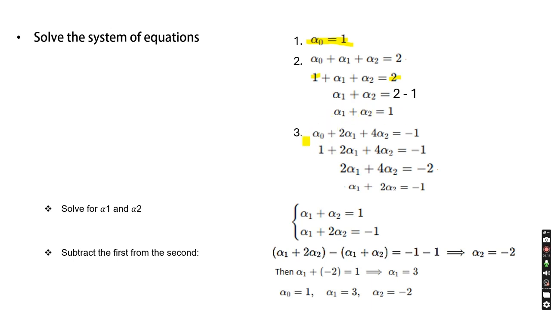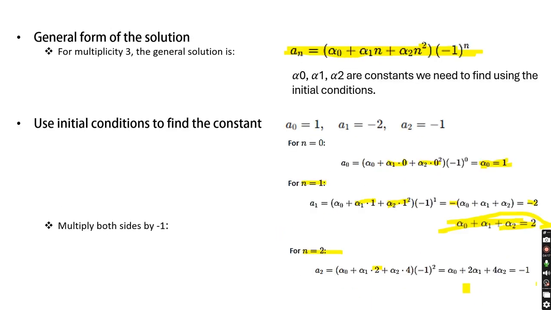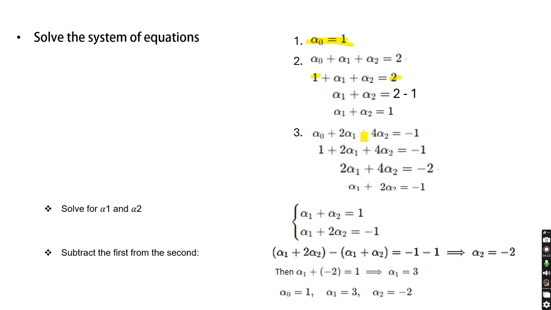And then the third equation, this is what we will use. So we have a0 plus 2a1 plus 4a2 is equal to negative 1. Again, the value of a0 is equal to 1 plus 2a1 plus 4a2 is equal to negative 1. So 2a1 plus 4a2. So we will combine like terms, transpose this, we have negative 1. So negative 1 times minus 1, we have negative 2. Analyze the values as what we can see.